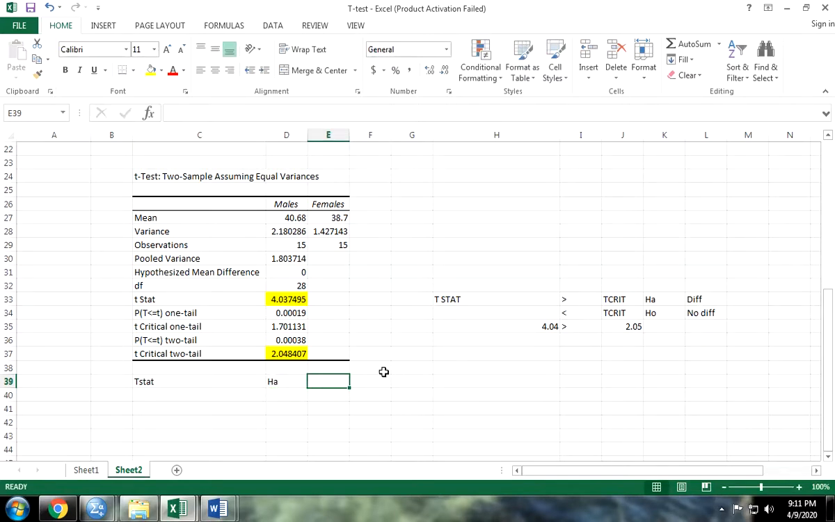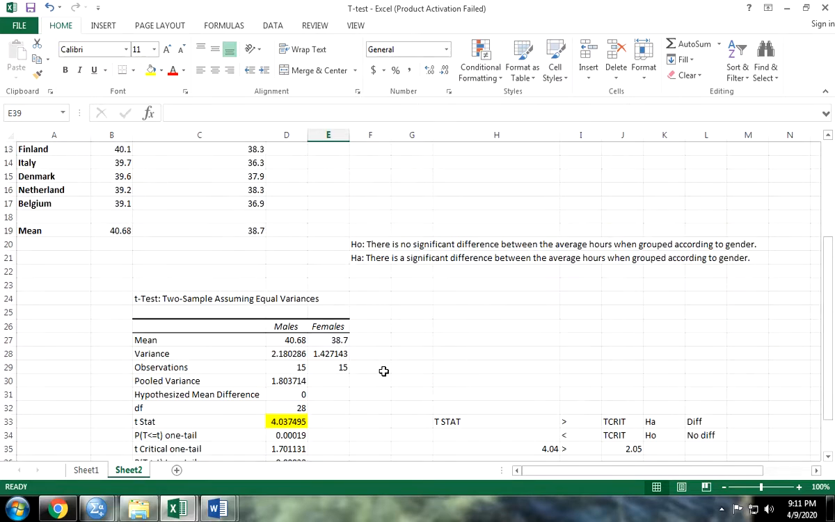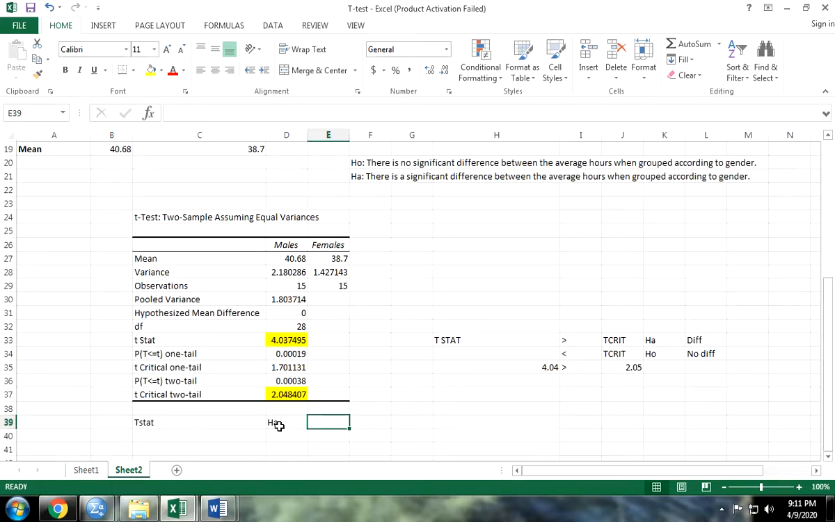So, ang generalization natin dyan is that there's a significant difference between your average working hours when grouped according to gender. So, in terms of gender, we're gonna provide that conclusion na mas maraming oras ang mga lalaki compared sa ating mga babae sa EU countries.